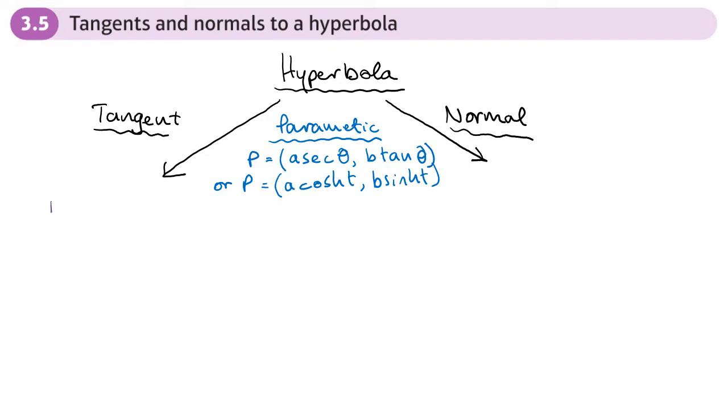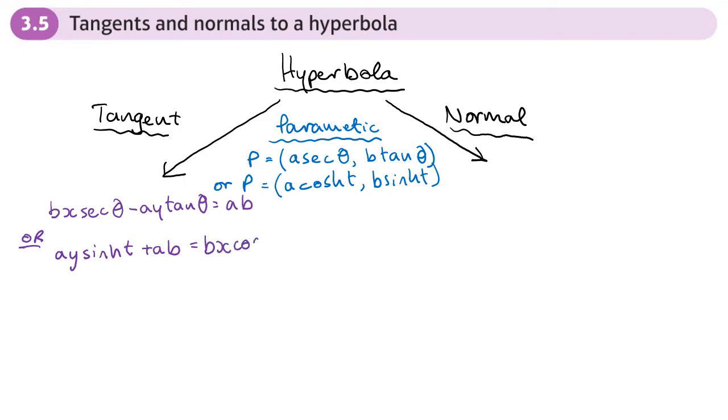So the tangent can be written as bx sec theta minus ay tan theta equals ab, or if we're using hyperbolic functions, it can be written as ay sinh t plus ab equals bx cosh t.